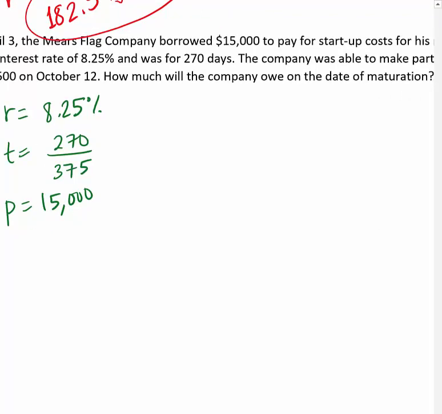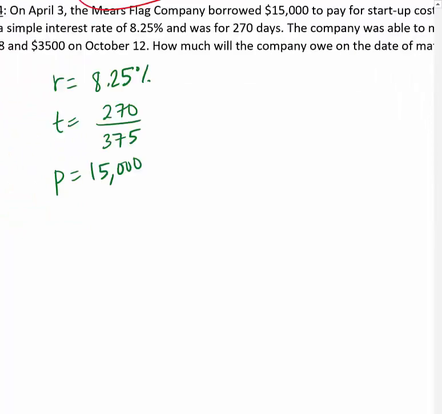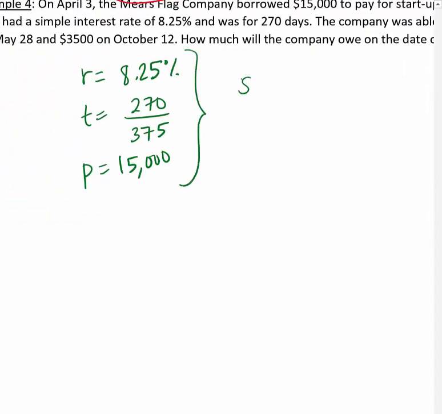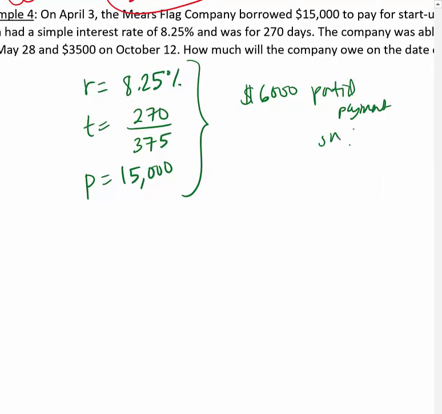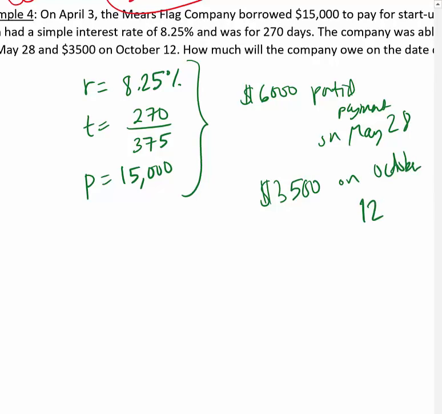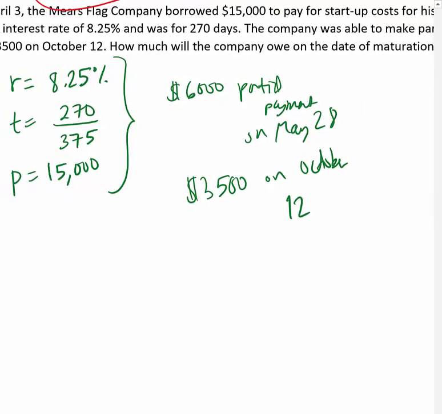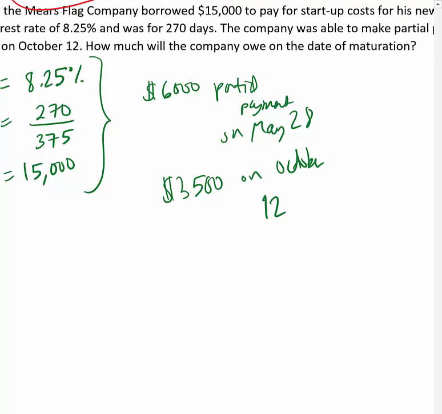All right, the company was able to make partial payments of 6,000. Ooh, okay, so this is something that is new. $6,000 partial payment on May 28th. Okay, and then he made another payment, $3,500, on October 12th. How much will the company owe on the date of maturation? So that's the date that the loan is due. Due date. Okay.